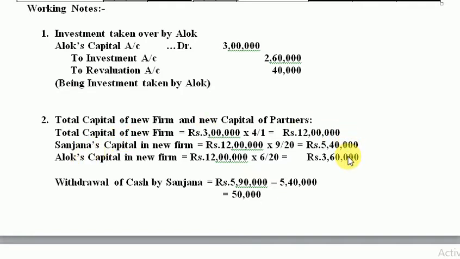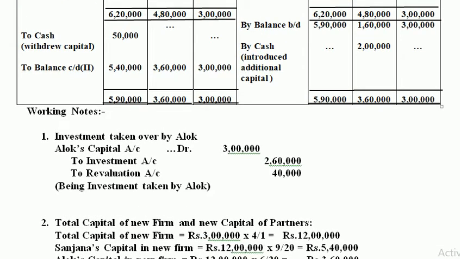And remember, the capital of the new partner, that means Nidhi, is already 3 lakh. So this 5,40,000 for Sanjana, 3,60,000 for Alok and 3 lakh for Nidhi, it adds up to rupees 12 lakh. Clear? Now, just take care. This 540, 360 and 3 lakh. Where is it going? It is going in our extended area of partners capital account, which I want to come back here and write it here as to balance CD.